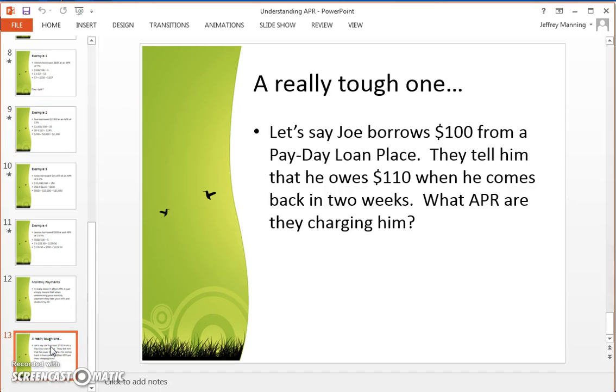Okay. I do have a really tough one here at the very end if you want to attempt it. It's not going to be something that you'll find on your summative because it is kind of difficult, but the main reason I put it on here is I wanted you to see how ridiculous the APRs are at payday loan places, because this is actually a very real scenario. A lot of payday loan places would have a scenario like this. So if you want to attempt it, go for it.